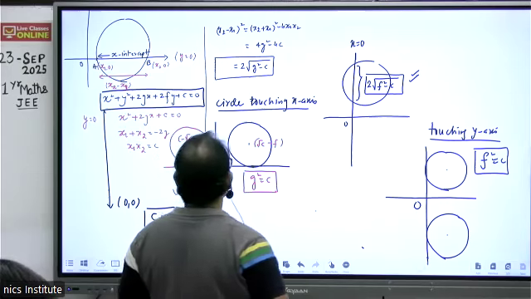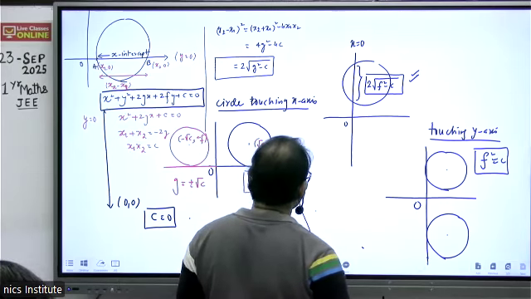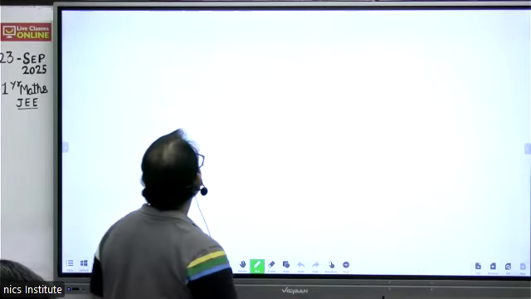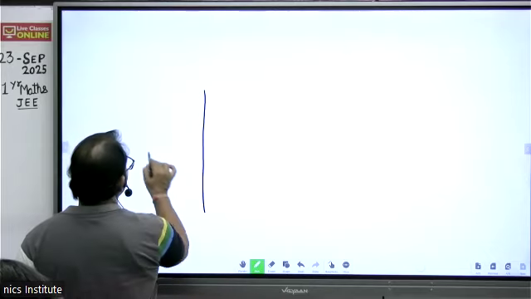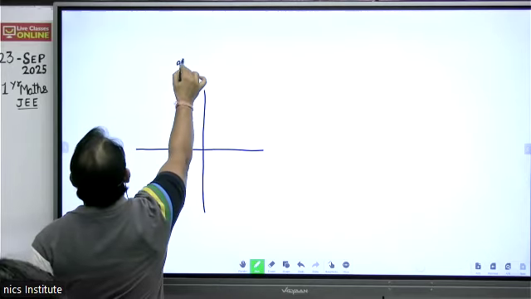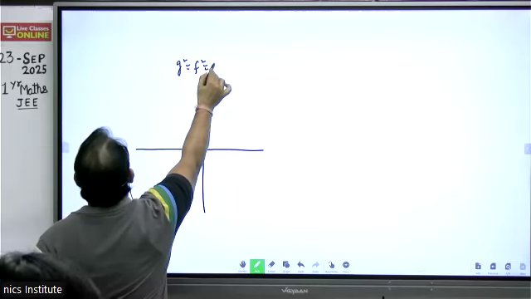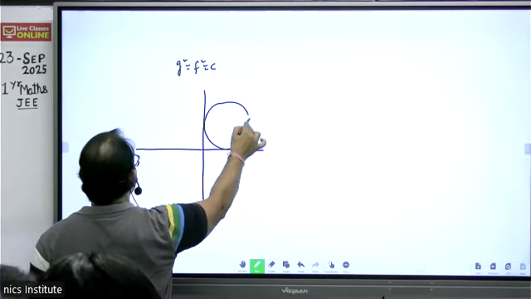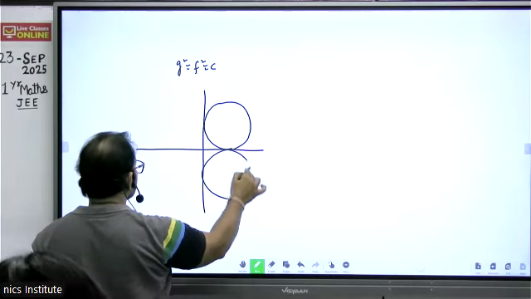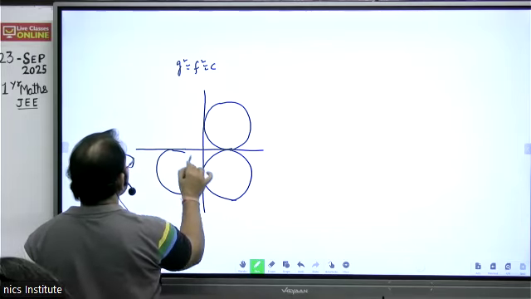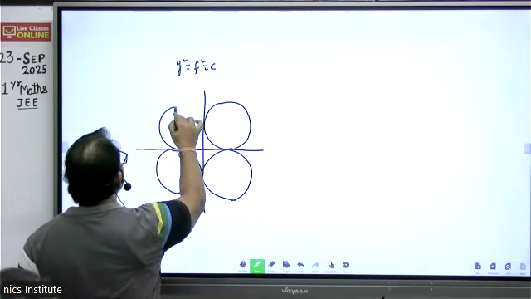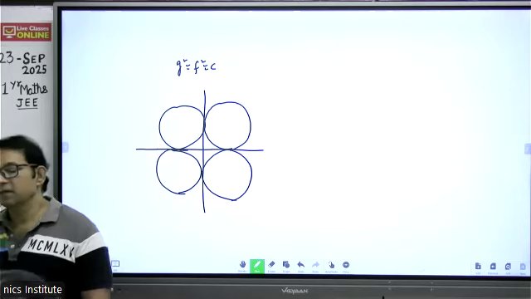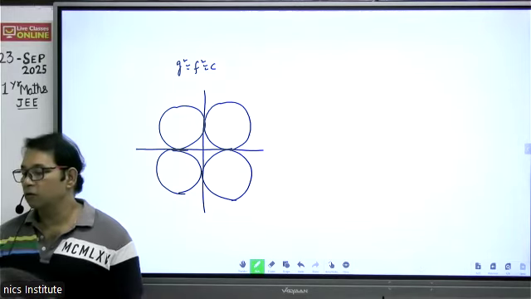What if a circle touches both the axes? If a circle is touching both the axes, g square equal to f square equal to c. And there'll be such 4 circles. If a circle is touching both the axes, we'll have g square equal to f square equal to c.